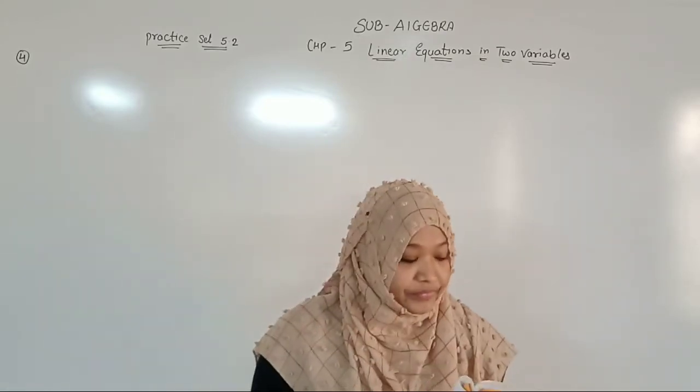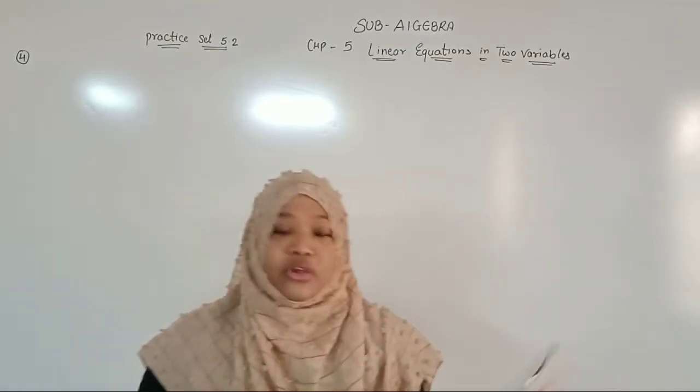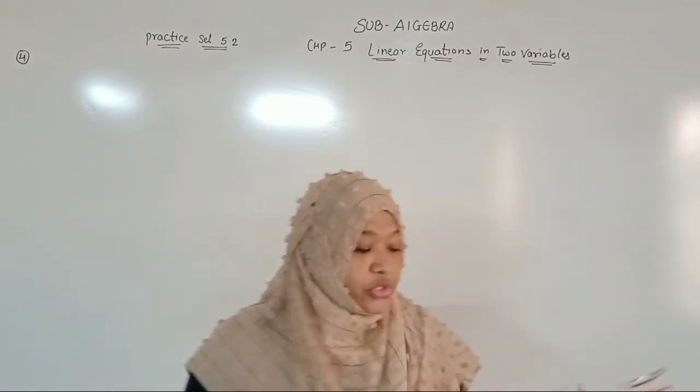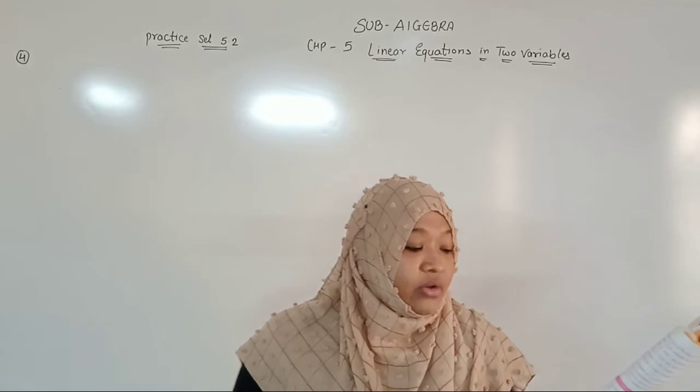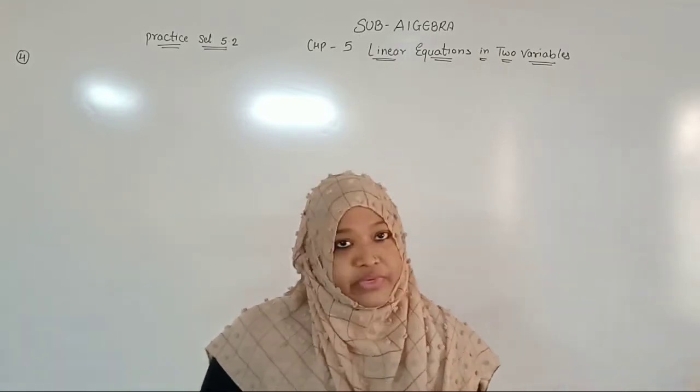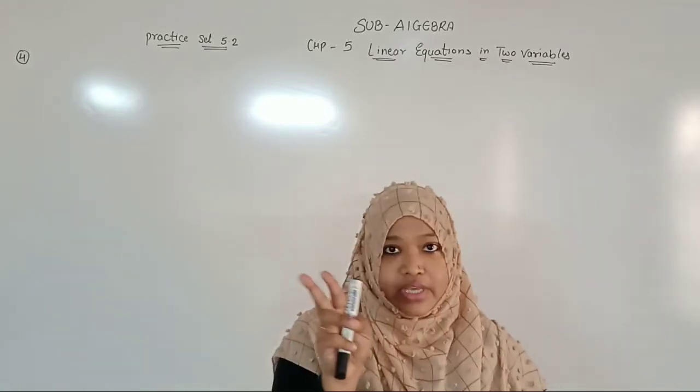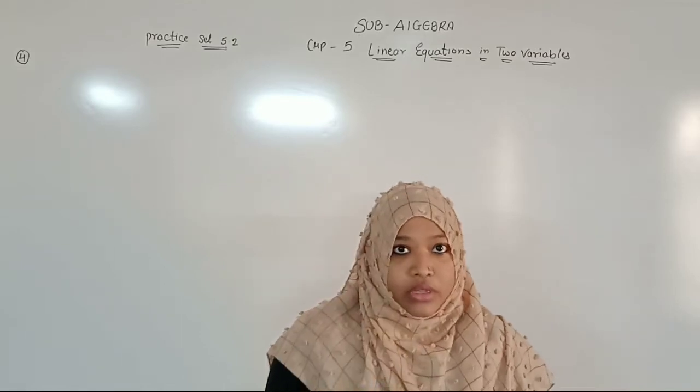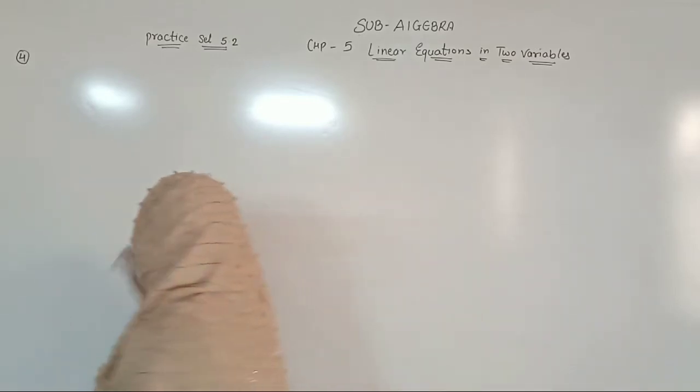Done? See the fourth question. Already 3 questions we have completed. Now we go to the fourth question. The total number of lions and peacocks in a certain zoo is 50. Now we have two different things, so we have to go for two variables, right? So what are we going to write here?